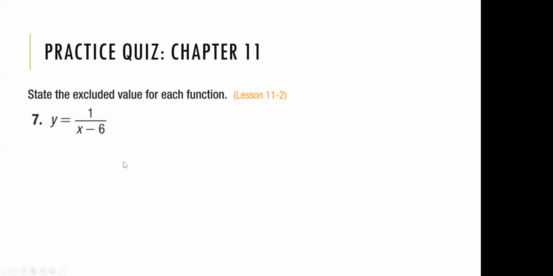It says state the excluded value for each function. So we have to set our denominator equal to 0. So we have x minus 6 equals 0. Then I would solve by adding 6 to both sides, so x is equal to 6. If we were to graph this, we would have a vertical asymptote at positive 6.